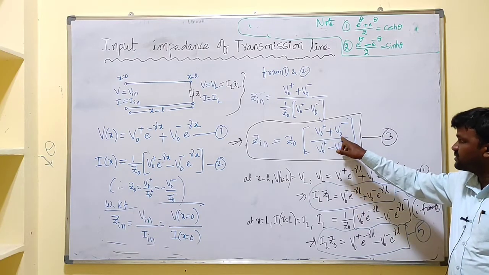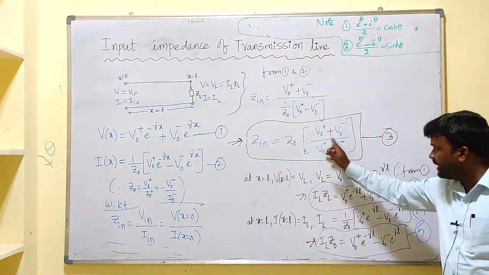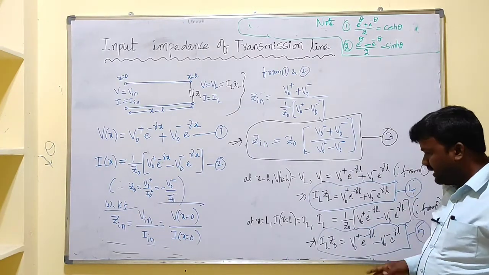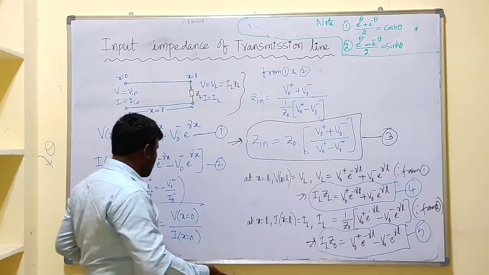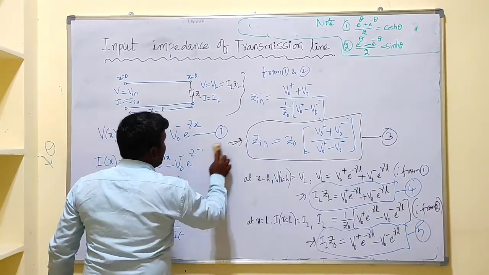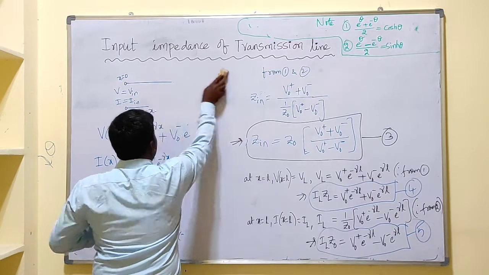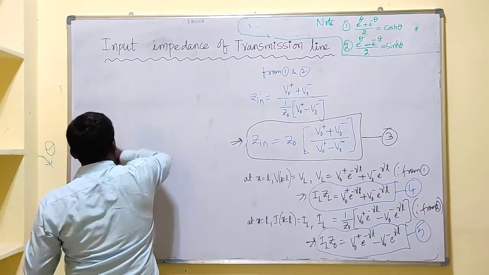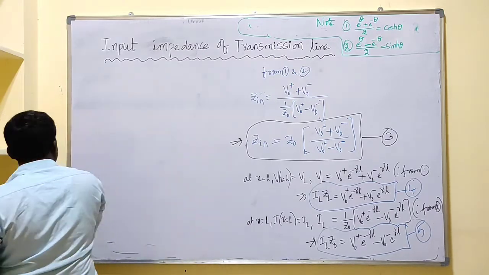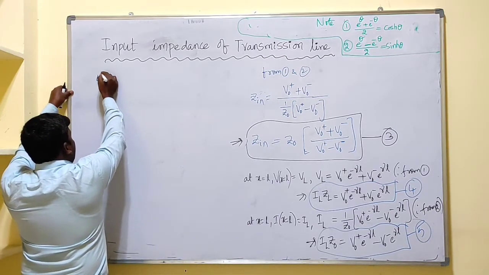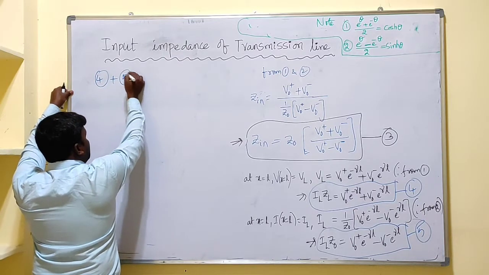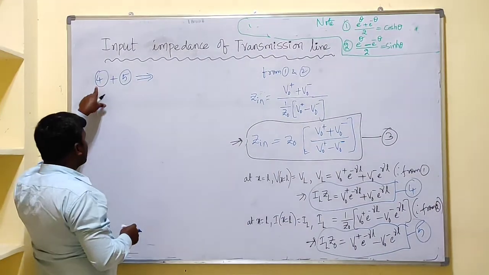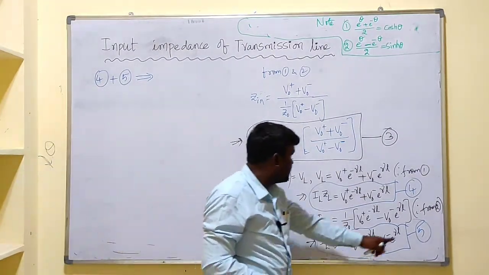Find V0 plus and V0 minus in order to get that Zin. So for that purpose, we need to go for addition and subtraction of equation 4 and equation 5. Now let us add those two equations, equation 4 and equation 5. Four plus 5 does not mean it is equal to 5. Equation 4, equation 5. What is equation 4?